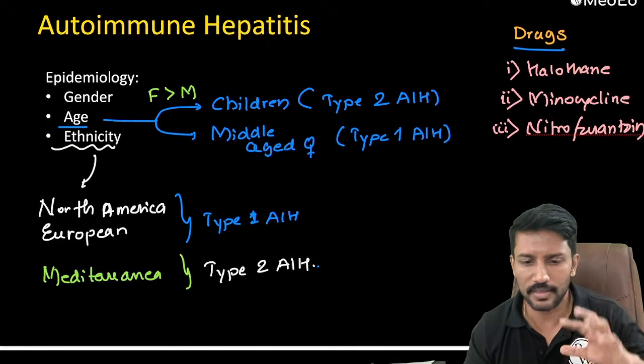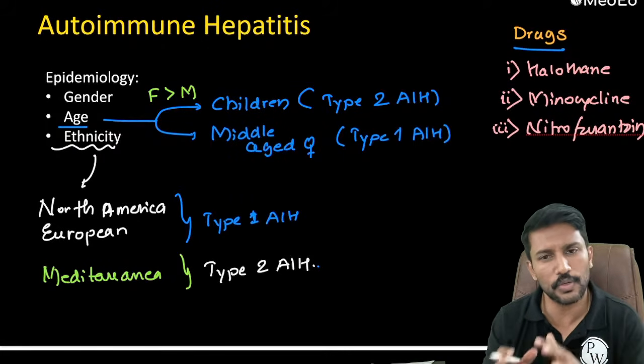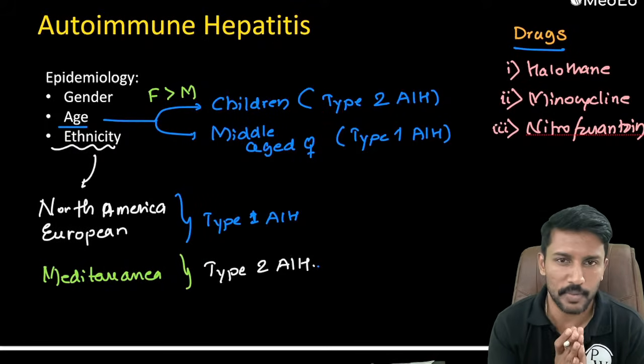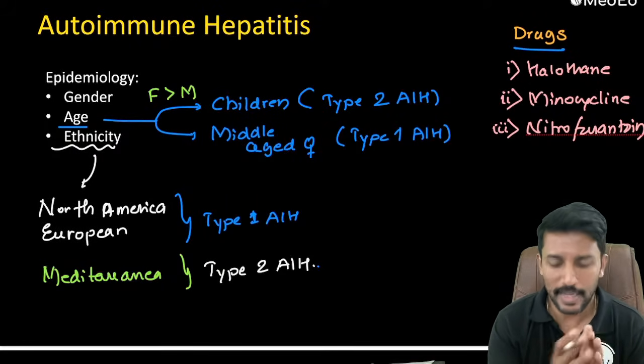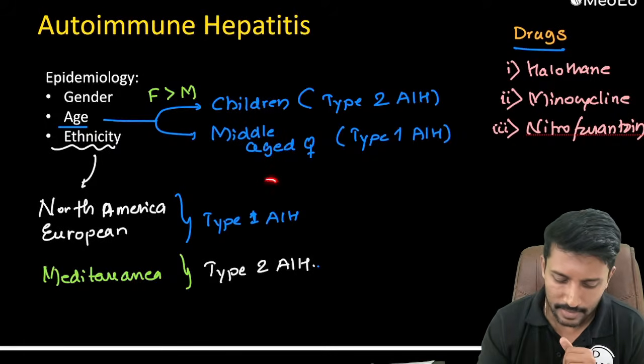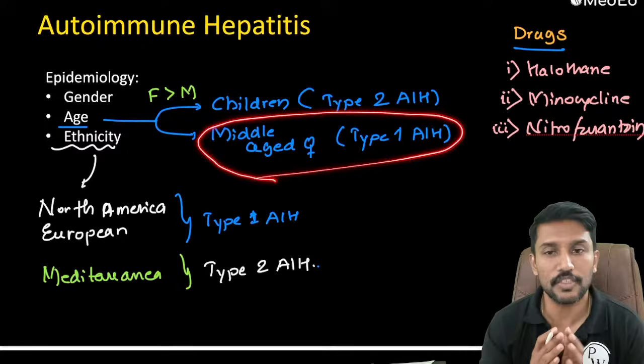Talk about SLE, rheumatoid arthritis, everything is more common in females than males. So is autoimmune hepatitis. Age wise, there are two types of autoimmune hepatitis, type 1 and type 2. Type 2 tend to present in children. Why? We will understand in a bit. And the type 1 tend to present in middle-aged women, right?